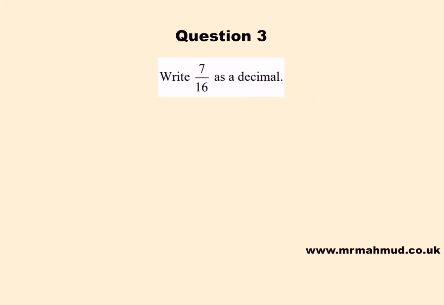Question 3, 7 over 16 as a decimal. Need to divide 7 by 16. 16 times 0 is 0 because 16 doesn't go into 7. Let's put a decimal on and add a 0 after the 7. 16 goes into 70 4 times because we know 4 times 16 is 64. That gives us a remainder of 6. Put a 0 down. 16 goes into 60 3 times, which is 48.